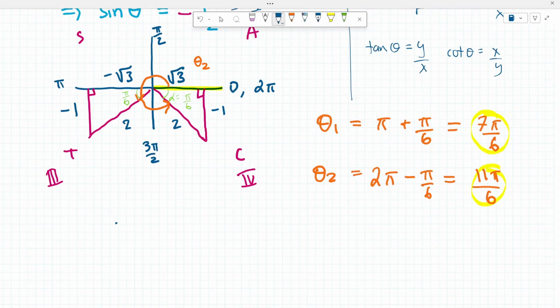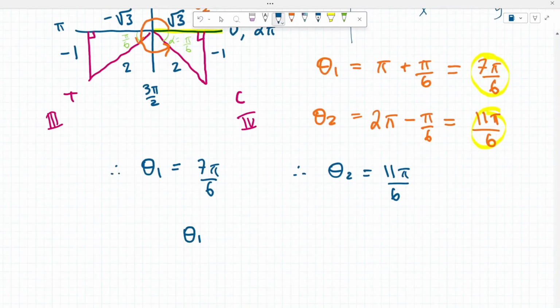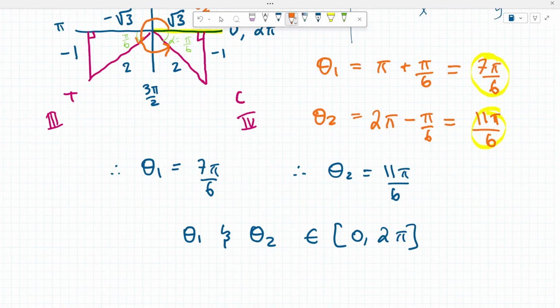So you would say then, therefore, our theta 1 equals 7 pi over 6, and therefore theta 2 equals 11 pi over 6. And both of these thetas, theta 1 and theta 2, are part of the domain between 0 and 2 pi. So they're an element of the set, meaning that we're abiding by the domain restrictions that the problem set for us, and our two solutions fall within that.